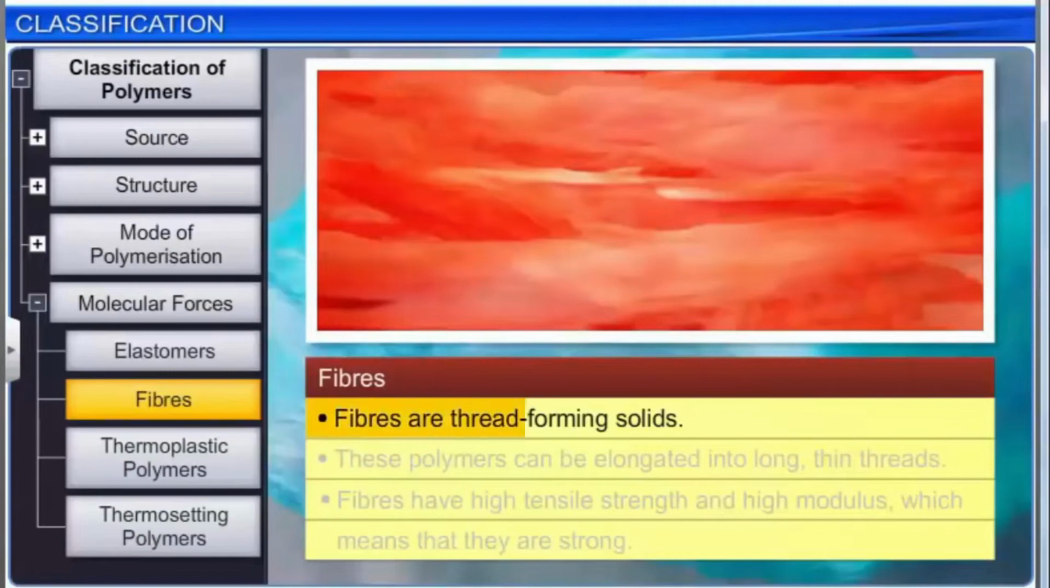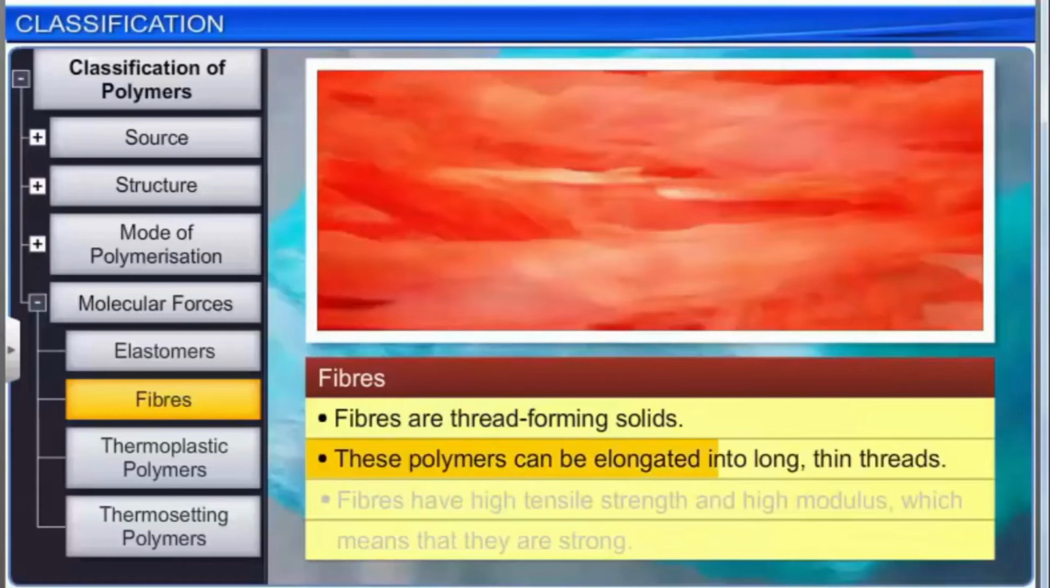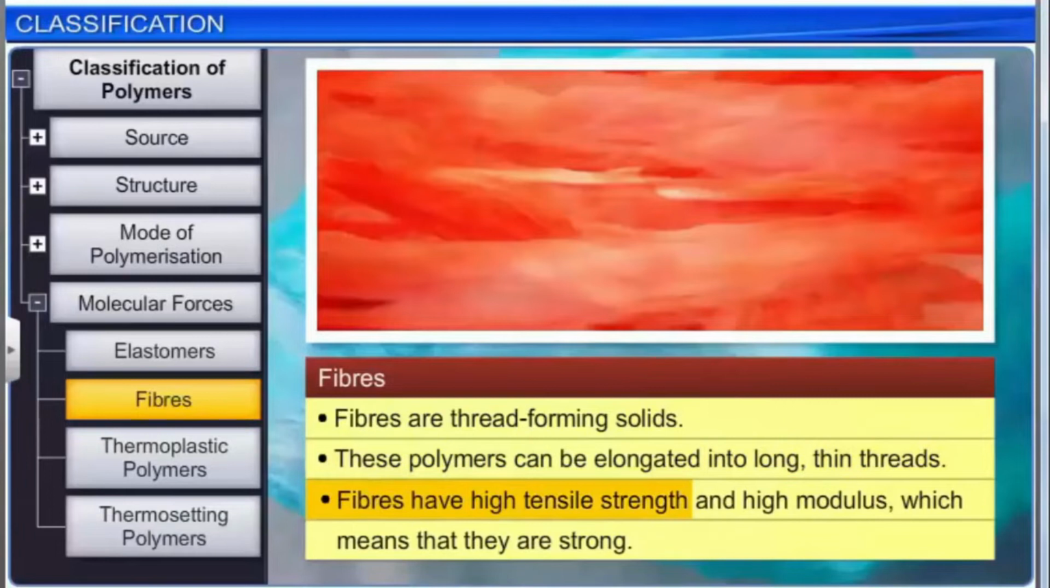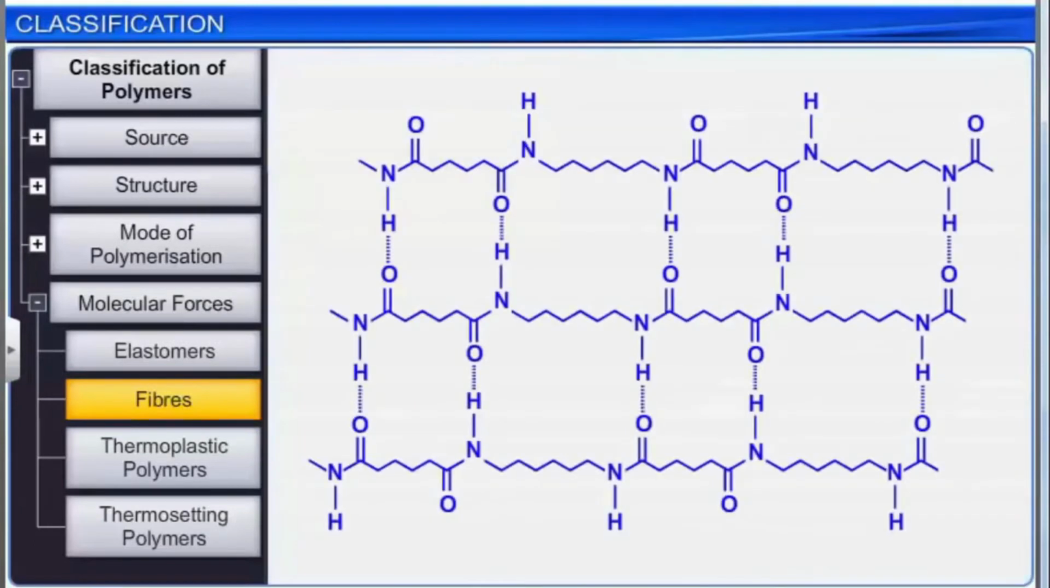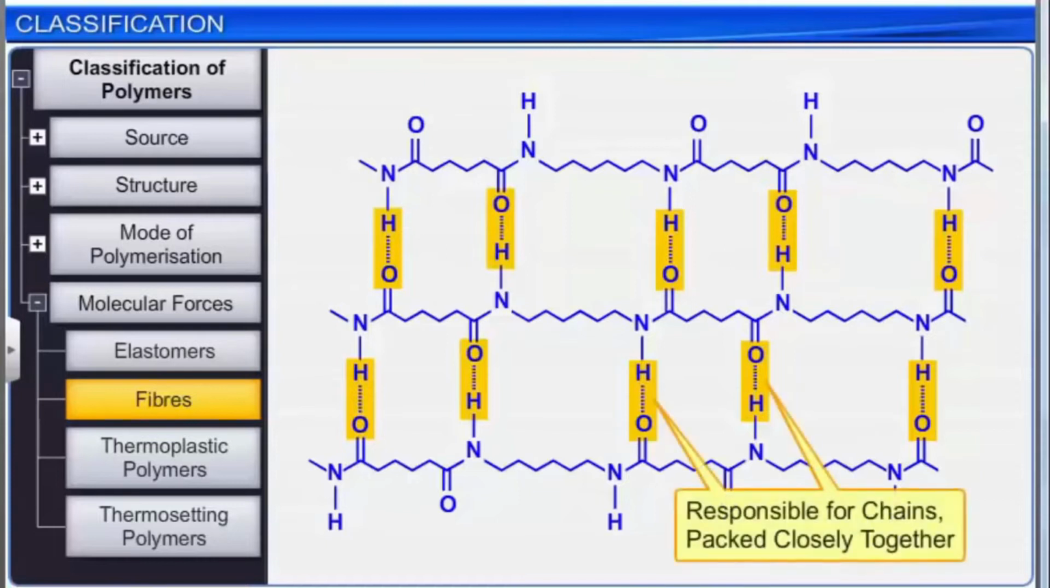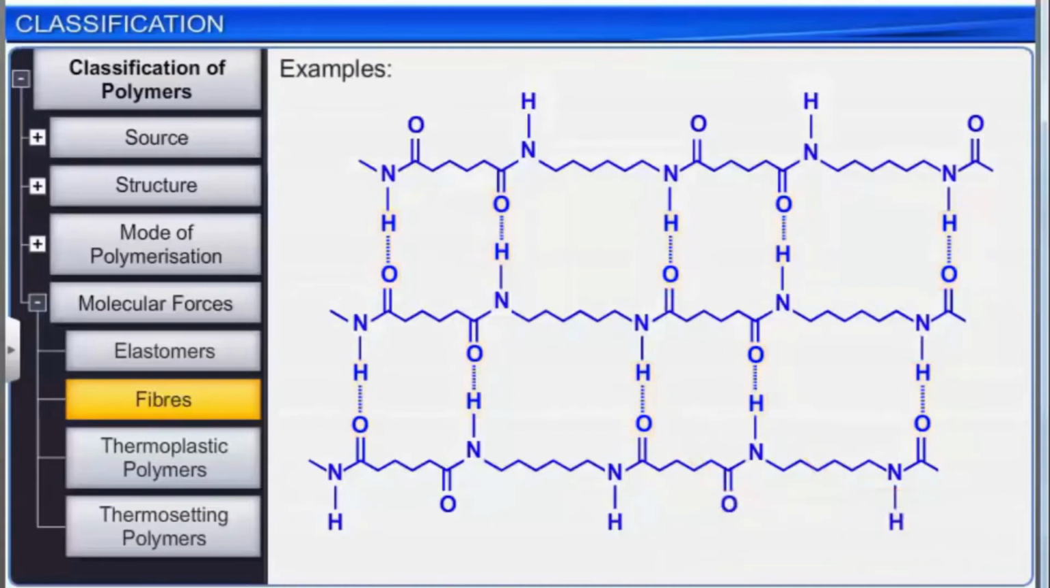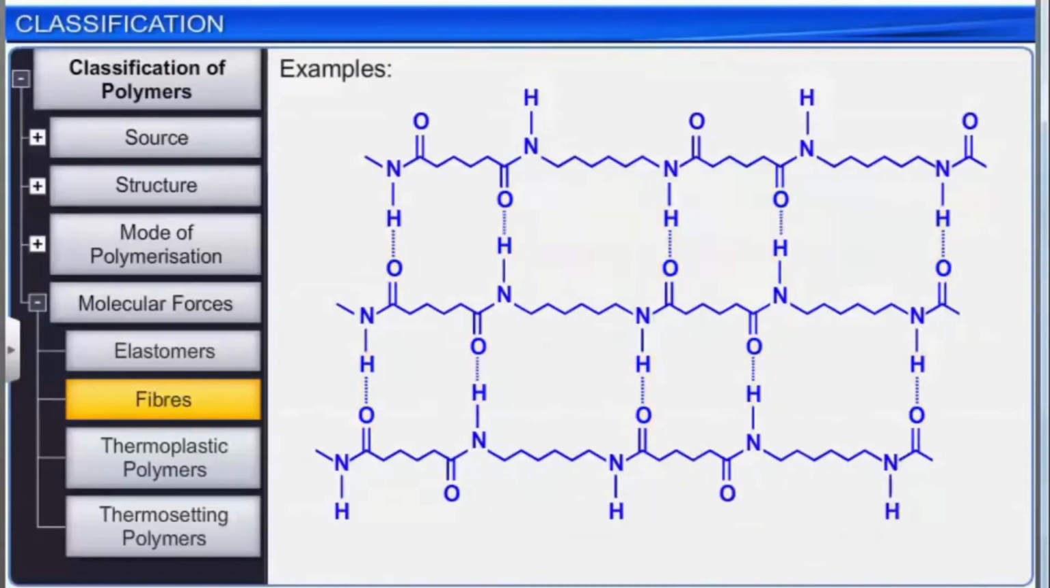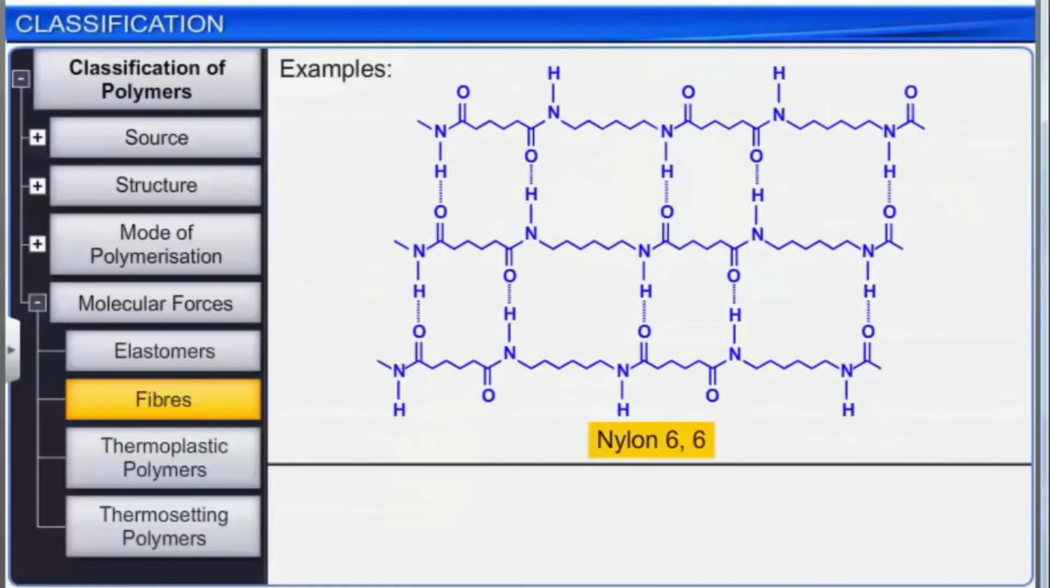Fibers are thread-forming solids. Since these polymers can be elongated into long, thin threads, they have high tensile strength and high modulus, which means that they are strong. Hydrogen bonding exists between the chains, because of which the chains are packed closely together. Examples of polymers that form fibers are polyamides, such as nylon 6,6, and polyesters.